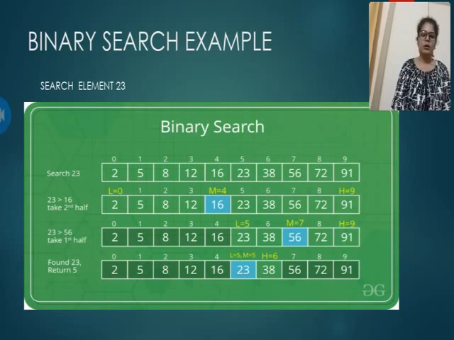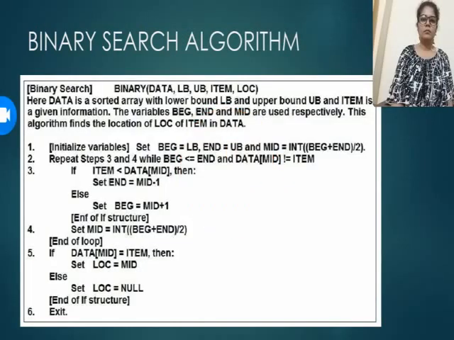Now again here we have to calculate the new end, because the beginning remains the same, that is 5, but the end changes because we have discarded the right portion of the list. Now look at the fourth array. The newly calculated mid is 5 and the element is 23 at the fifth location. So 23 matches with our element 23. So the location will be set to 5 and the search is successful.